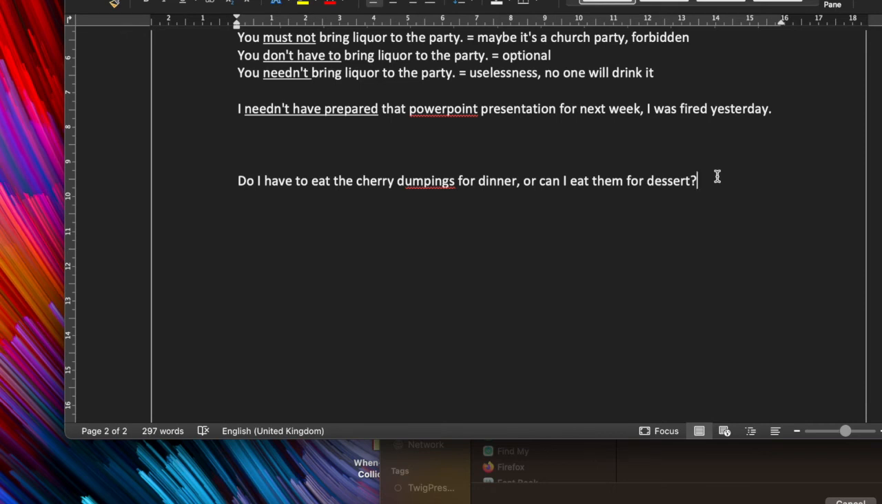What would your advice be, Mary, on this? Oh, of course, it's the main course. Okay, fine. You have to eat them for dinner. Okay. We don't treat dumplings as dessert, so it's main course. Okay. Even if those are cherry dumplings. So for Mary, this was definitely a must, right? You must. Yeah. Okay.